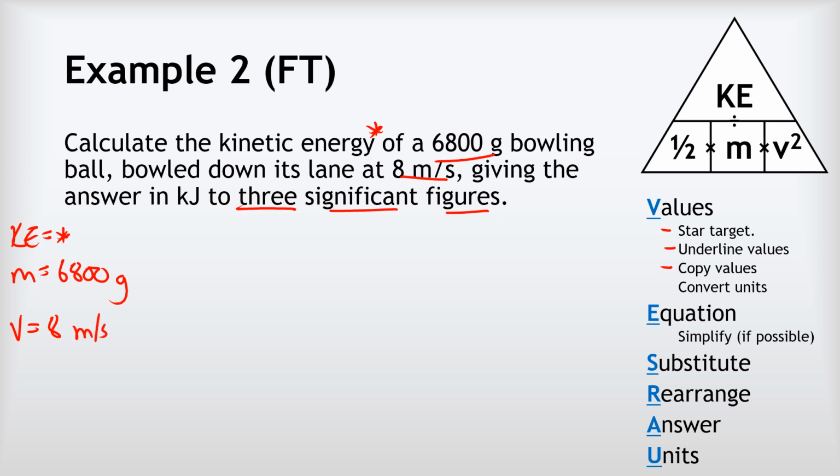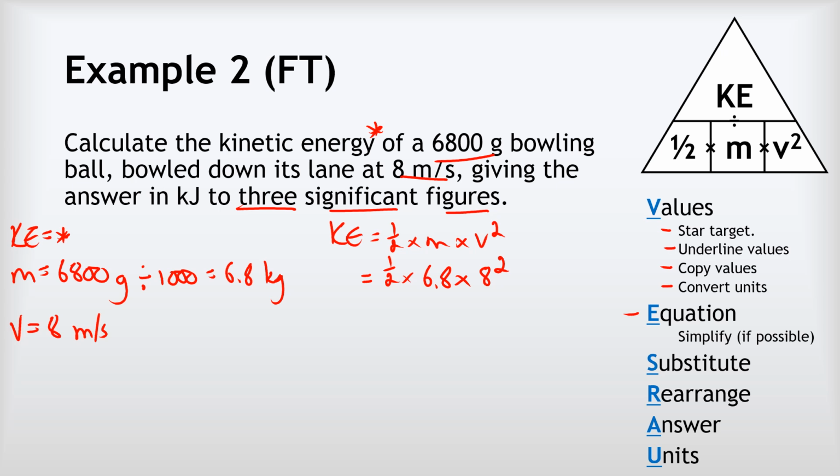Now, this time we do need to convert some units because the mass has been given in grams and we need it in kilograms. So there are 1,000 grams in each kilogram. So to do that conversion, we're going to divide by 1,000, and that is going to give us 6.8 kg. So now let's put our equation. KE equals half multiplied by m multiplied by v squared, which is half multiplied by 6.8 for our mass, not 6,800, multiplied by v squared, so v is 8, and don't forget the square.